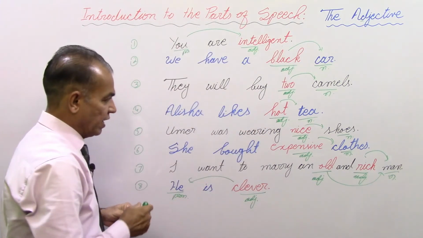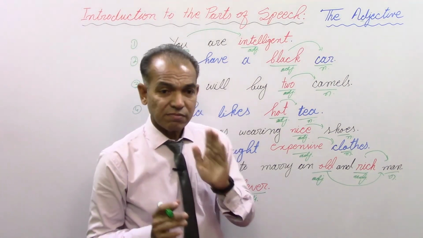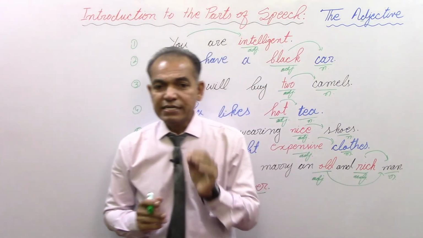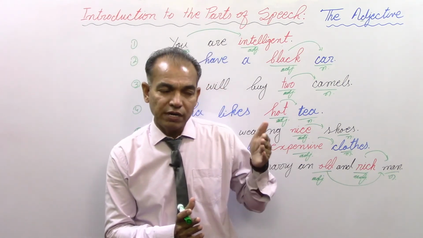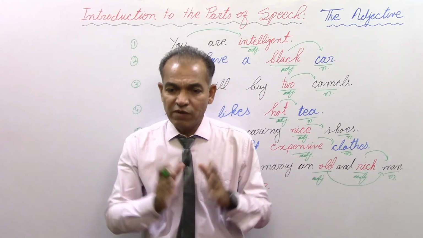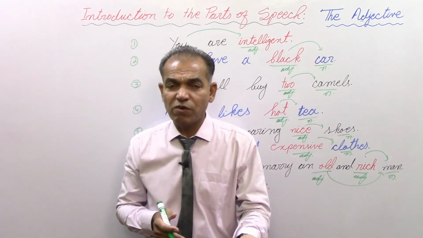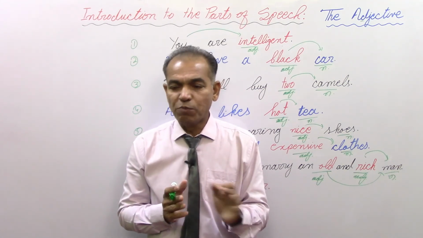So guys, what we have learned from these examples is that an adjective is a word that provides us some extra information about a noun or pronoun. We use it when we want to give some extra information about a noun to someone, then we use an adjective to provide extra information.